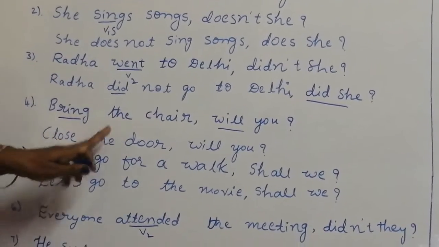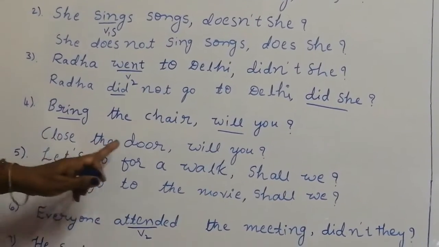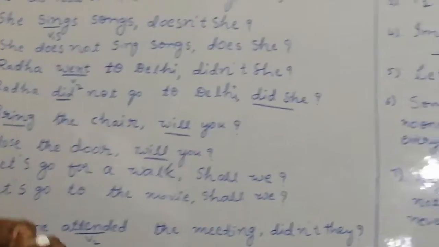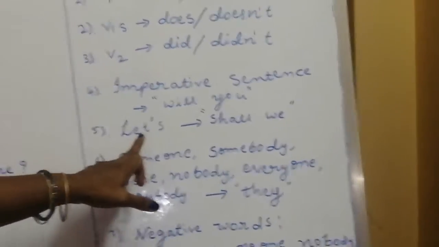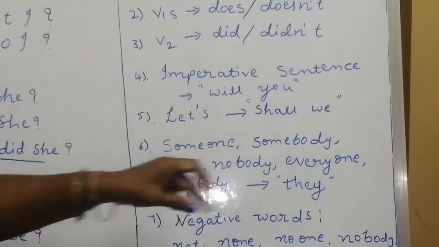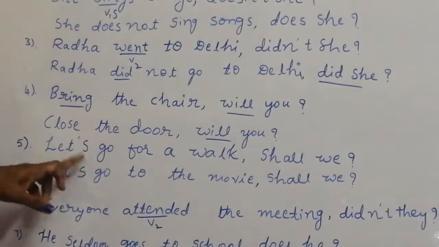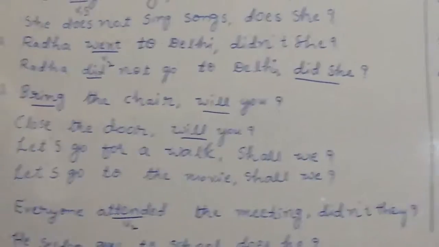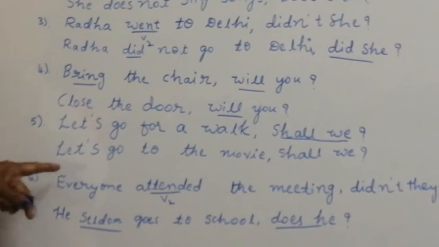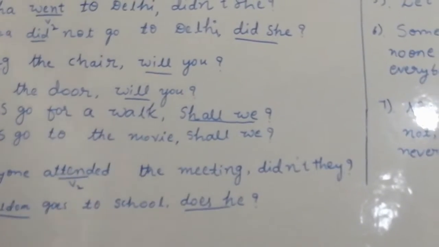Now, next one. Close the door. What is that close? Verb 1. So here also we should use will you, like that. Next, if the sentence starts with let's or let us, then which tag should we use? Shall we, like that. I gave an example: let's go for a walk. Whenever we see let's or let us, definitely we have to use shall we. One more example: let's go to the movie, shall we.